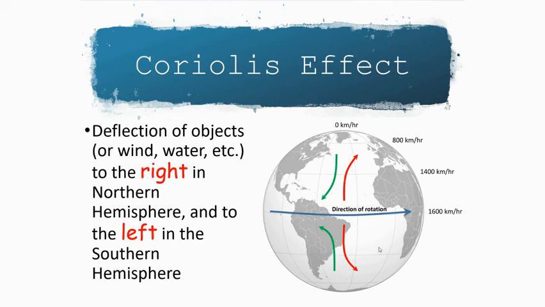Remember, in the Hadley cell, the air that rises from the equator then pushes north, but as it's being pushed north, it's moving faster than the Earth is rotating at that point, and that causes it to deflect. So the deflection depends on which hemisphere you're in. In the northern hemisphere, air is deflected to the right. In the southern hemisphere, it's deflected to the left. Whether you're moving north or south, it depends on which hemisphere you're in.